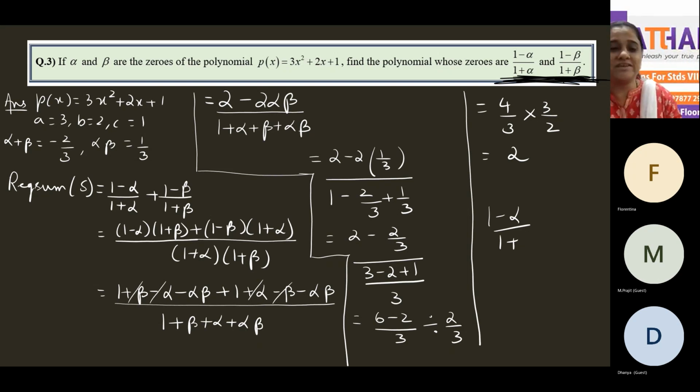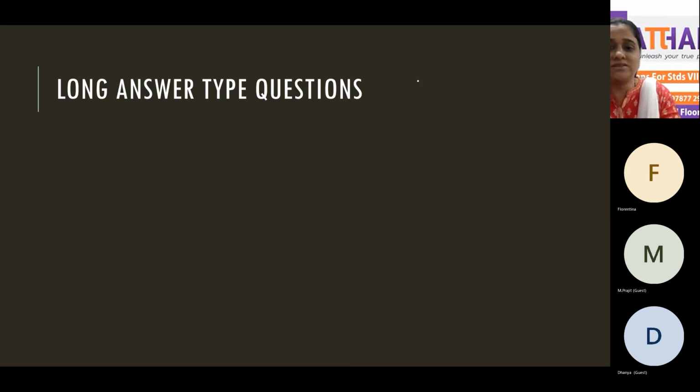Okay. So if the question is evaluate 1 minus alpha by 1 plus alpha, plus or minus 1 minus beta by 1 plus beta, evaluate means you should find only that value. But what is given? Find the polynomial whose zeros are this and this. That question will be like this.